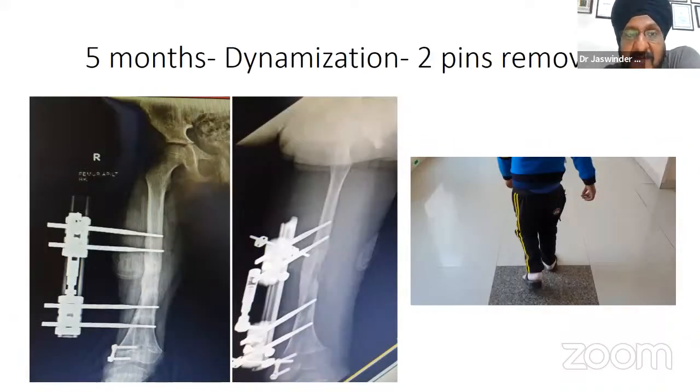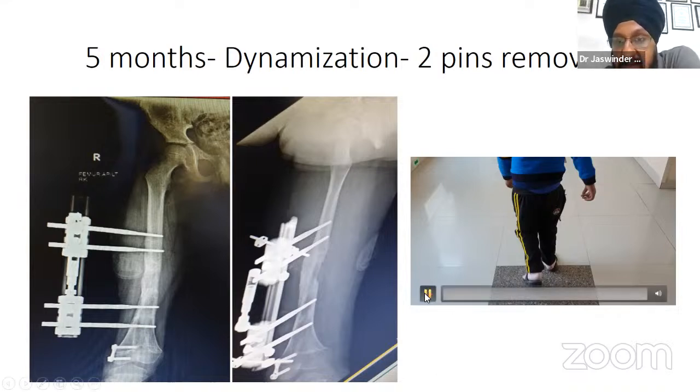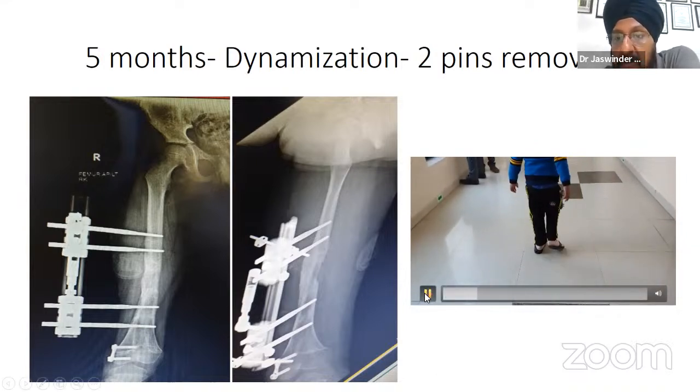And that is at 5 months. And at 5 months, one pin on either side was removed. The LRS was dynamized, and I see if this works. So this is how he's actually walking.